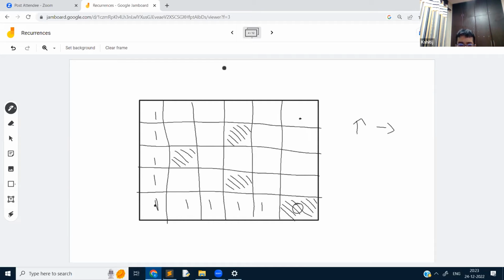Now notice that the number of ways to reach the 2, 2 square, this one, is 1 plus 1. We can either come from the cell which is just below or just to the left. So 1 plus 1 equal to 2. Now here, in this cell, we can either come from the left cell or the cell just below. The number of ways are 2 plus 1 equal to 3.